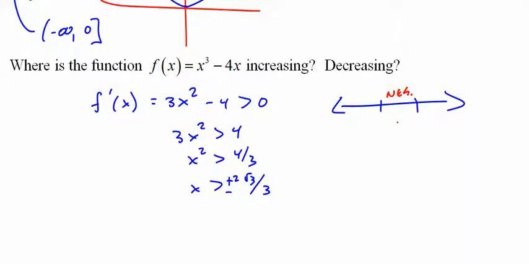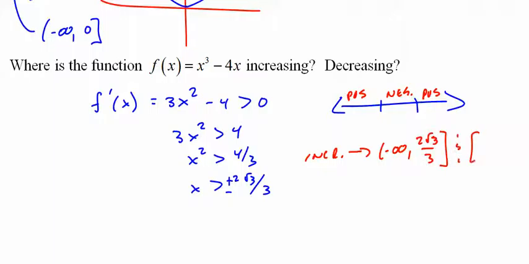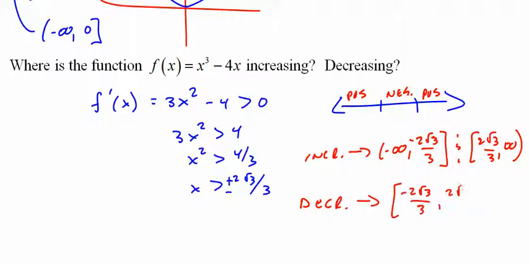You put in something greater than 2 root 3 over 3, which we'll call 10, just to keep our life simple. 3 times 100 is positive. Same thing with the negative, positive. So we are increasing from negative infinity to negative 2 root 3 over 3 inclusive. We're increasing from 2 root 3 over 3 to infinity. We are decreasing from negative 2 root 3 over 3 to 2 root 3 over 3.